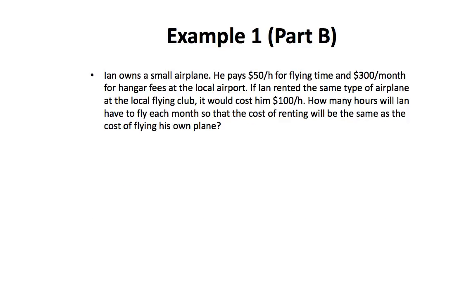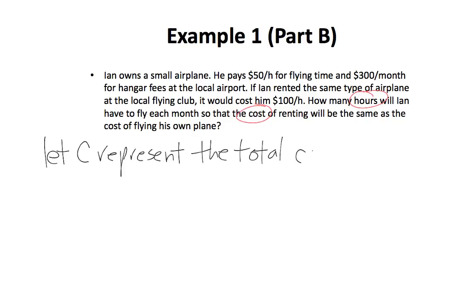Next, we're going to have to write let statements to represent the variables in this situation. Remember, hours is the independent variable and cost is the dependent variable. We already decided that cost would be represented by the variable of C. So I'm going to write let C represent the total cost in dollars.